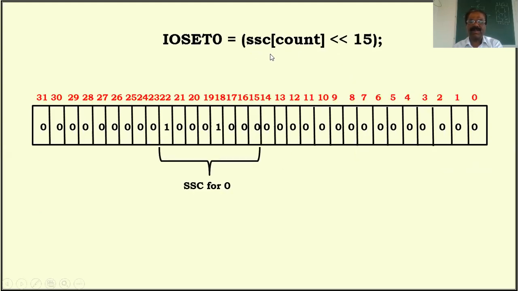That is, get the 7 segment code from the array. This gives the index value. If the index is 0, it gets the 7 segment code for 0, which is nothing but 88. Shift this 88 towards the left. This is the left shift operator. How many times? 15 times. Then the shifted information is placed in the IO set register.